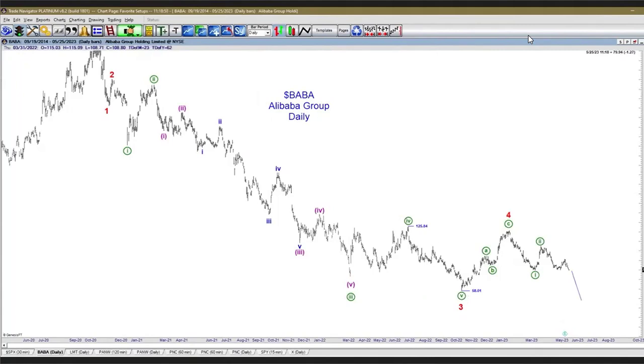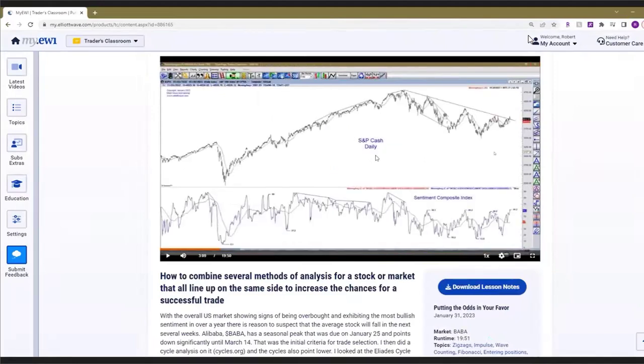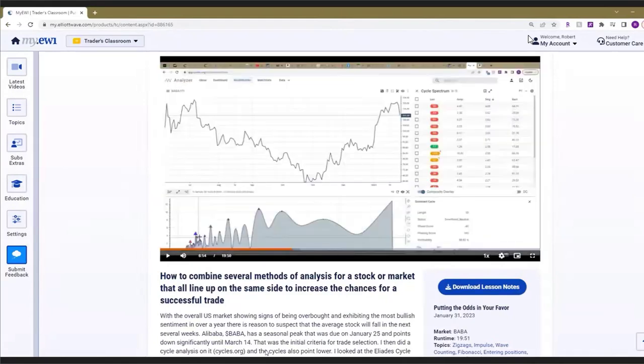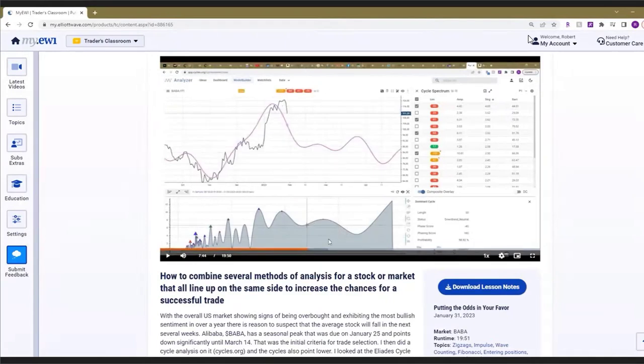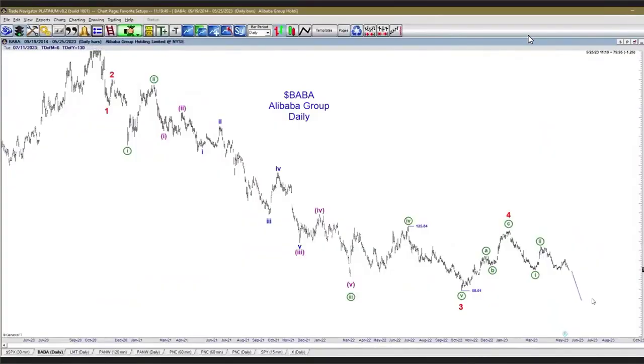And then if you review the lesson, the trader sentiment situation in the stock market was getting very overheated. This is a seasonal chart that I often look at and show you guys. The Alibaba seasonal pattern was calling for a big decline. The cycle analysis was pointing down, as you can see right here. All right, and then I had the Peter Eliades cycle tool giving downside projections. So basically, everything was setting up clearly for a move back to the downside.